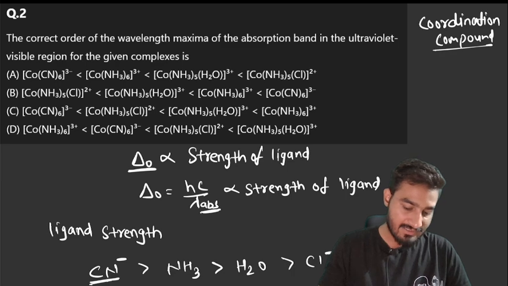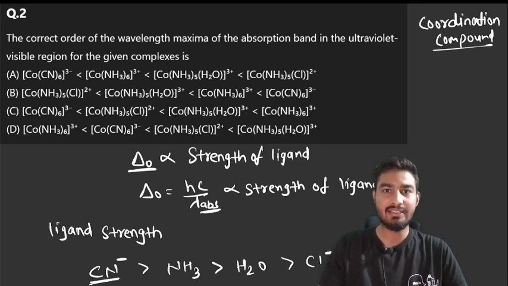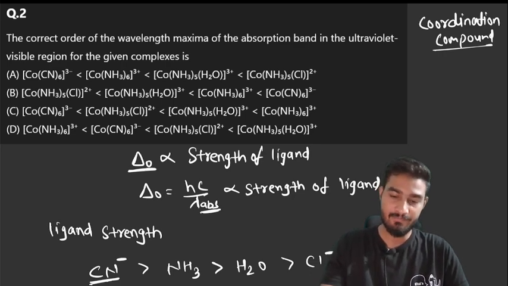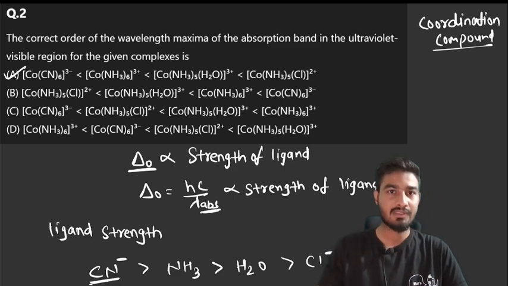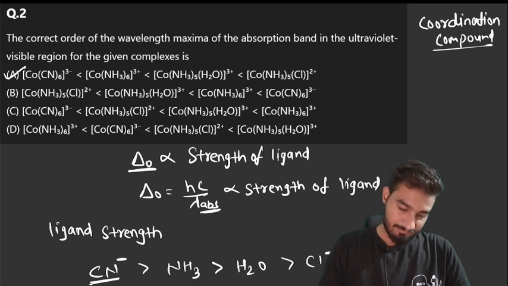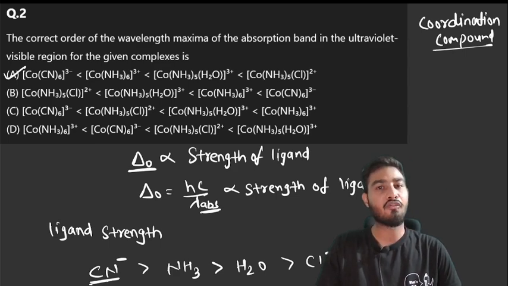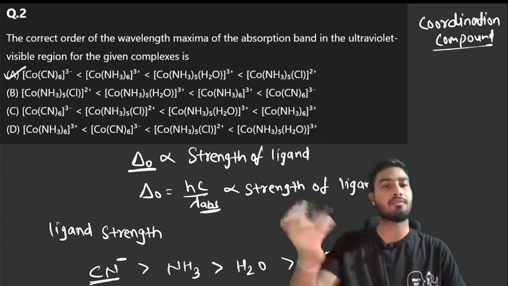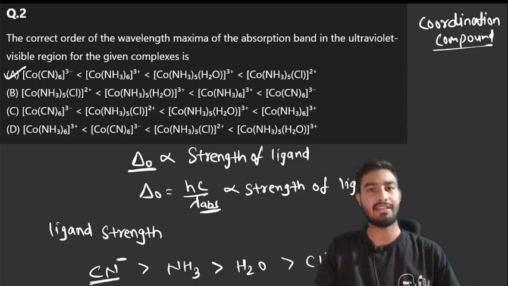So option number 1: CN minus is given minimum, then NH3, then H2O, and after that Cl. Yes, the first option is correct in that case. There is no problem; the first option is the only correct one. So for CN minus, the minimum wavelength photon will be absorbed. Minimum wavelength means maximum energy, because maximum splitting is there in that case.